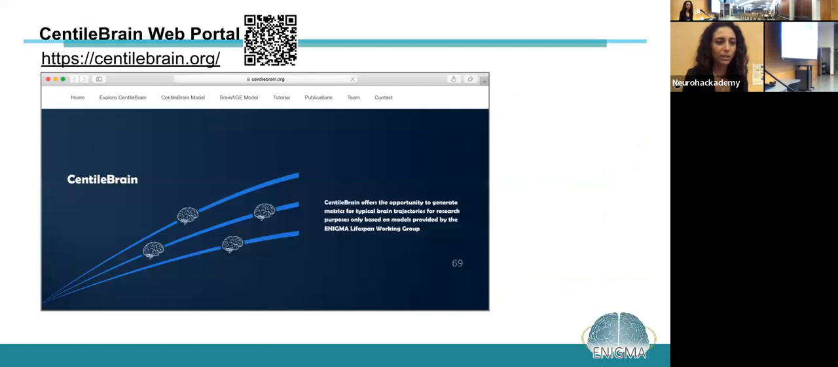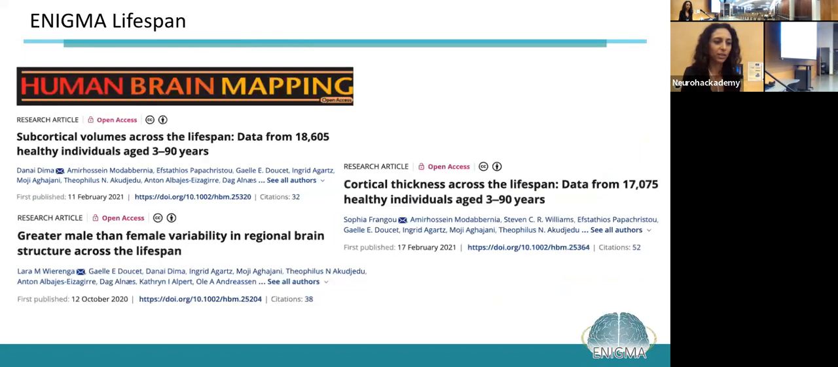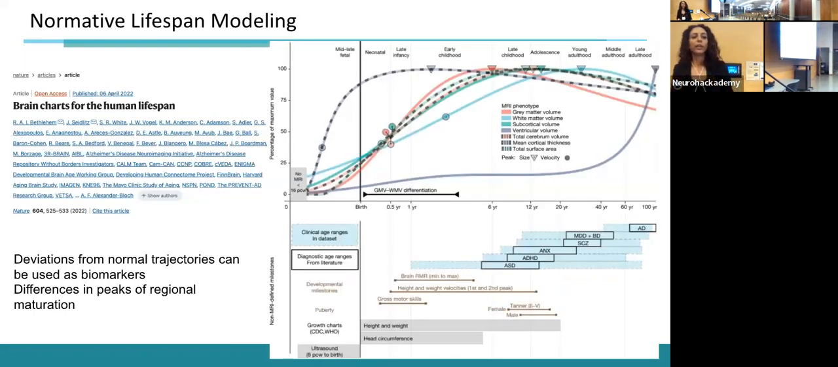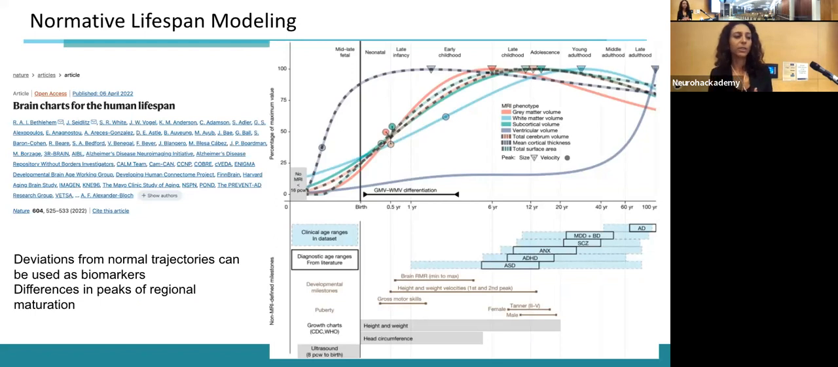So I just wanted to also mention another approach towards harmonization: creating, in a sense, these lifespan charts. I'm sure you've seen this really nice paper from the Brain Charts Consortium, where you can map these normal trajectories for different brain regions and look at deviations for an individual from these normal trajectories, and whether these deviations can be used as biomarkers.